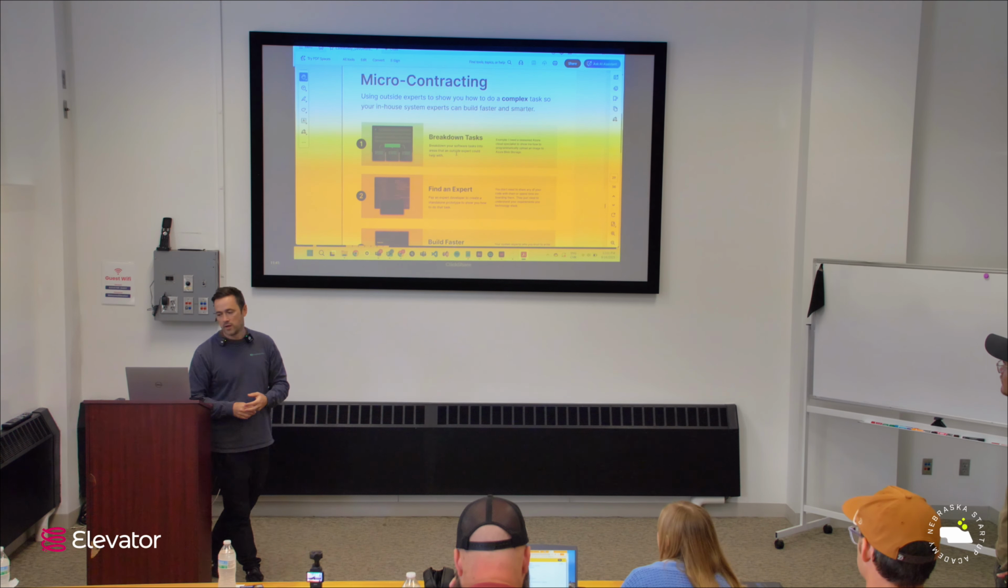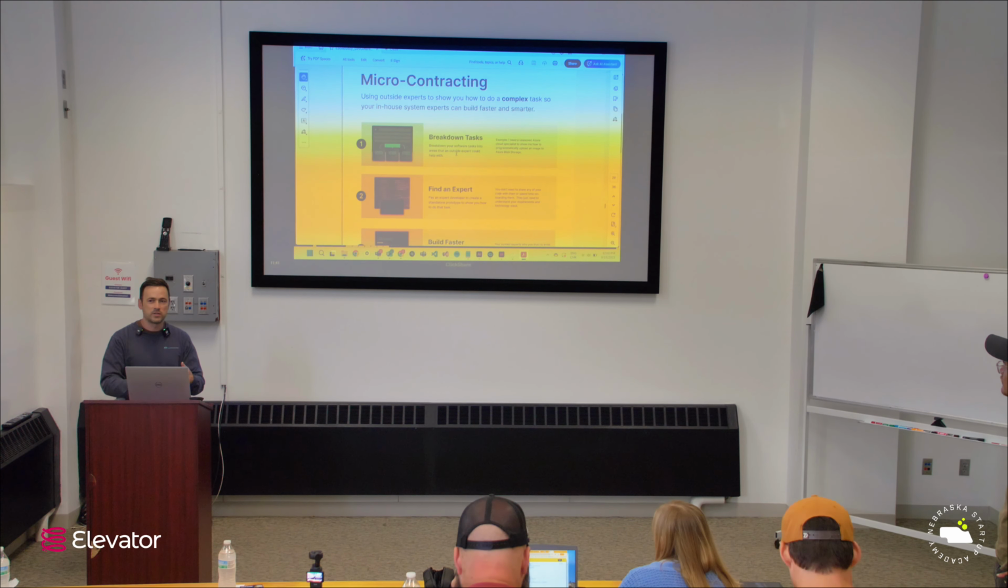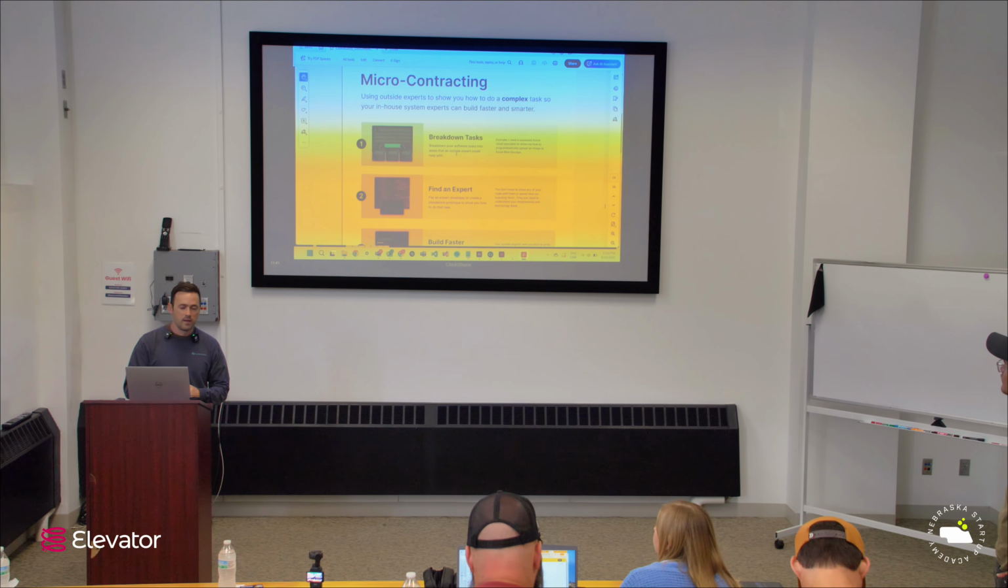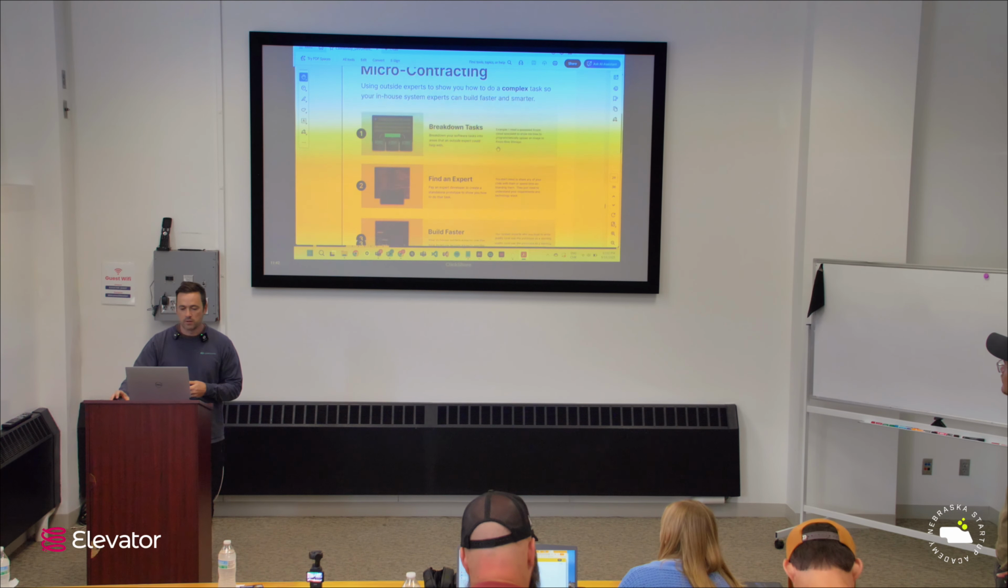So if you don't have a ton of resources and can't hire every single development specialist you're working on, this is a really good way of building cost efficiently.